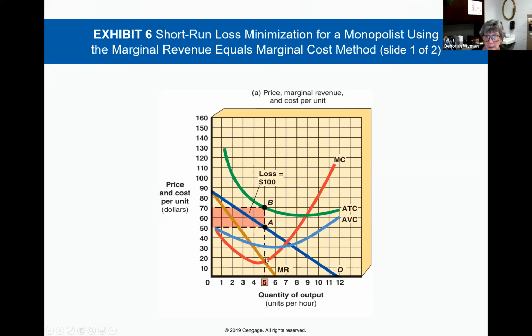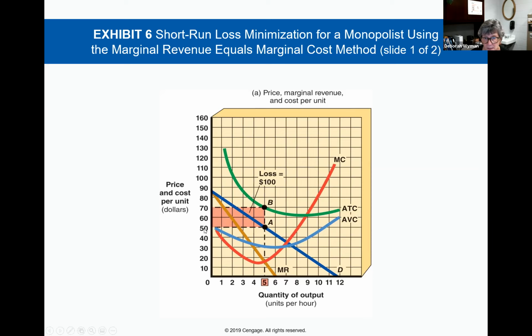It's supposed to be 20. So at 5 units, the marginal revenue equals marginal cost with a loss minimizing price of $50 per unit, right here, 50, right? And the average total cost is 70. We see that right here at B. So the loss will be 70 minus 50, or $20 per unit. At 5 units, that equals $100.